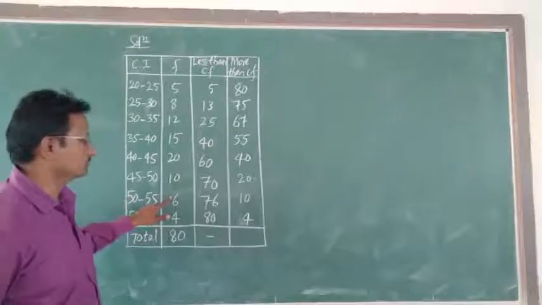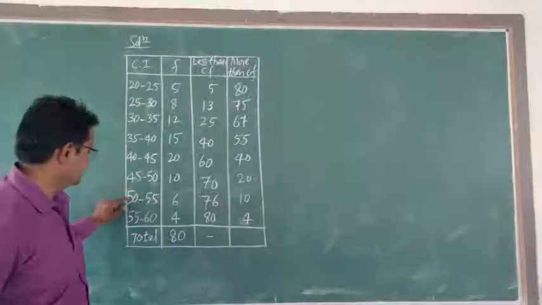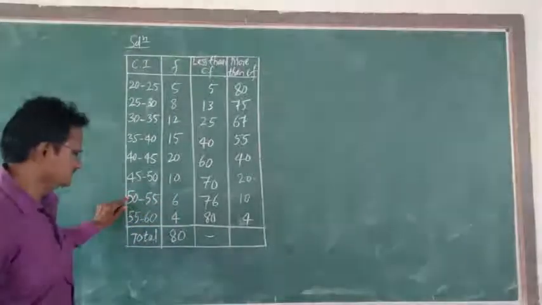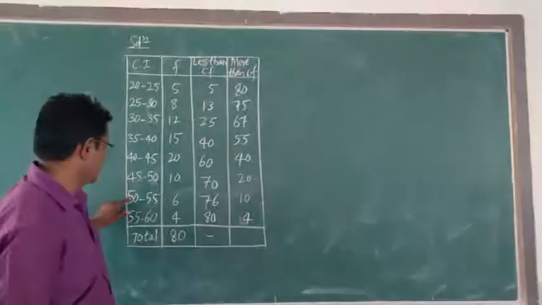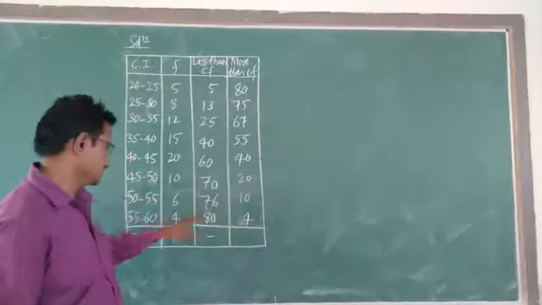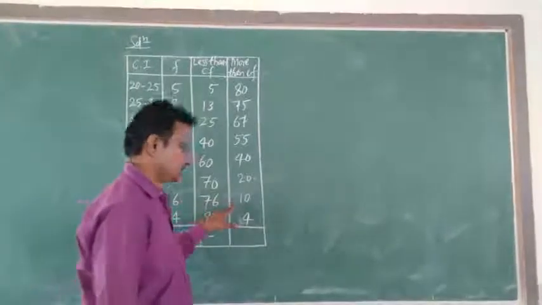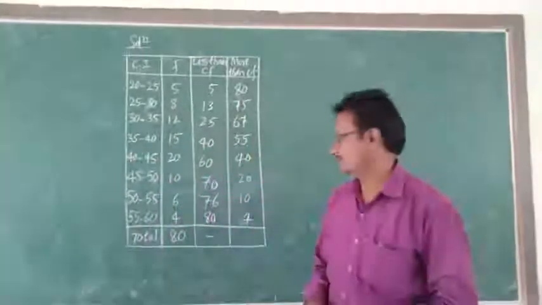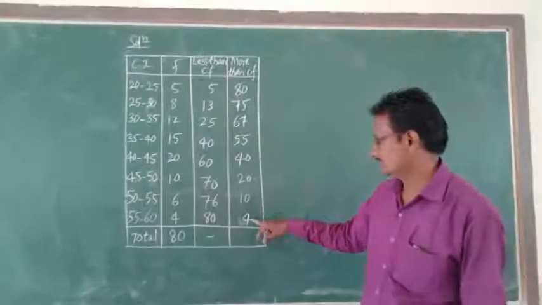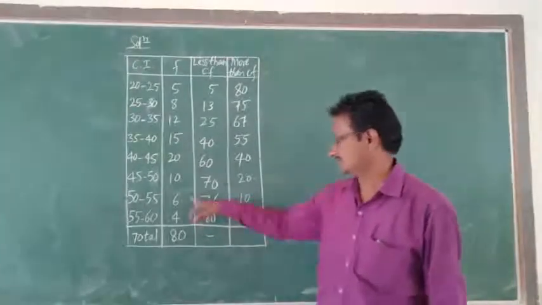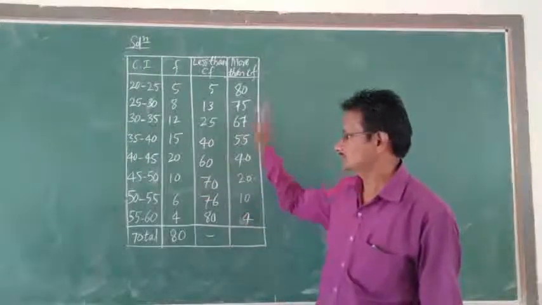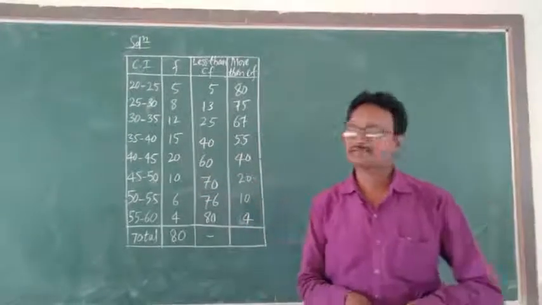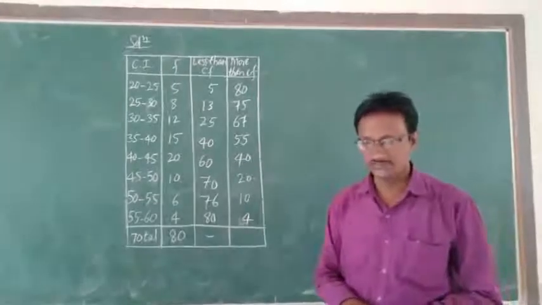So we have to add 4 plus 6. More than 50 wage, the workers who are getting more than rupees 50 wages are 10 workers, because 4 plus 6, 10 workers. So we have to go on adding from bottom to top. First 4 plus 6, 10, 10 plus 10, 20. Like this we have to calculate the more than CF.